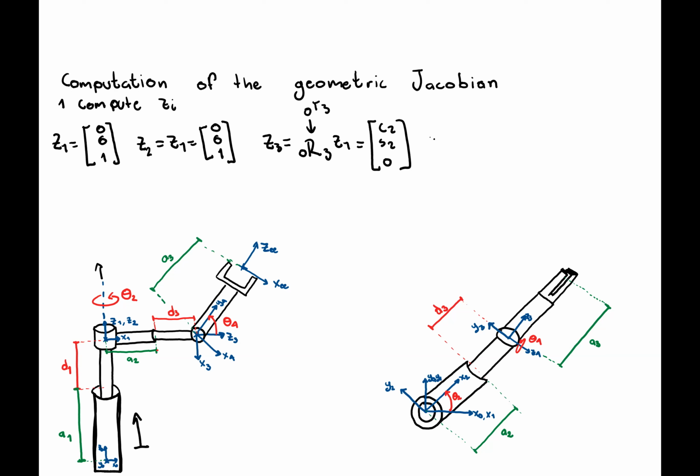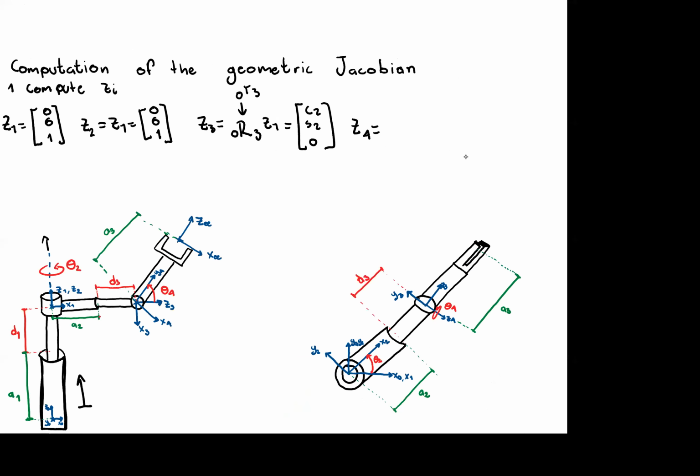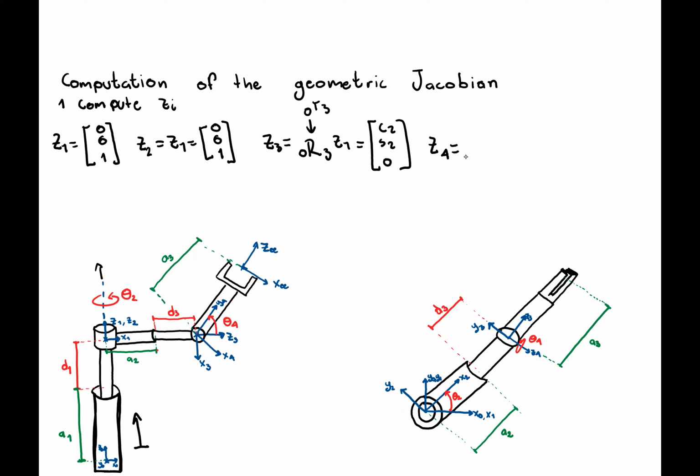Then z4 becomes, we'll do the same. We get the rotation matrix, then we multiply z1, and this comes from the homogeneous transformation matrix.